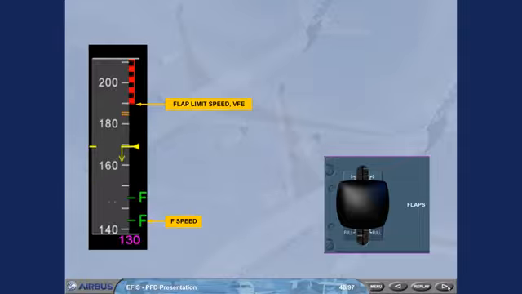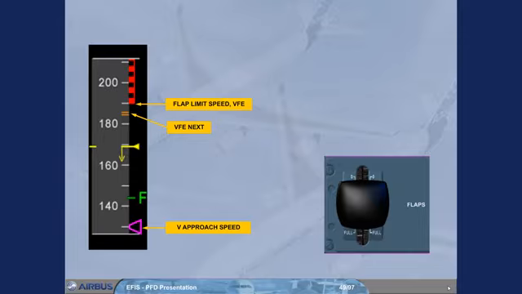Notice that the approach speed target, V approach, has now appeared as a magenta triangle. The aircraft will continue decelerating towards F speed. By reducing towards F speed, the aircraft will be below VFE for the next flap setting. Flap 3 can now be set.